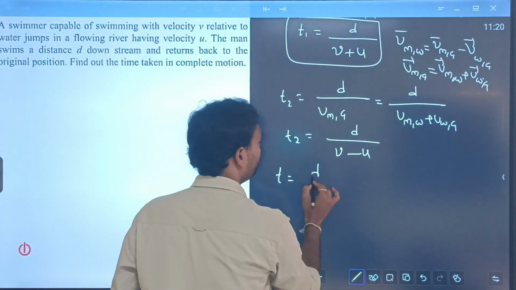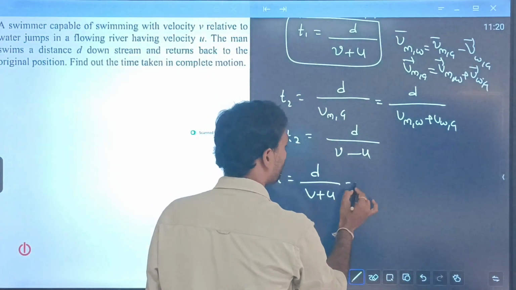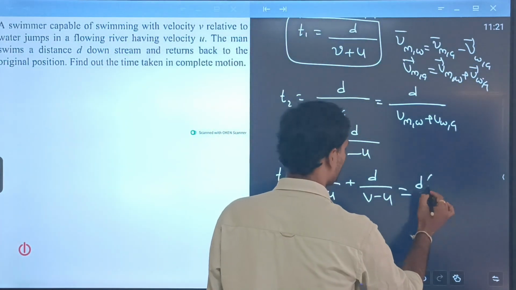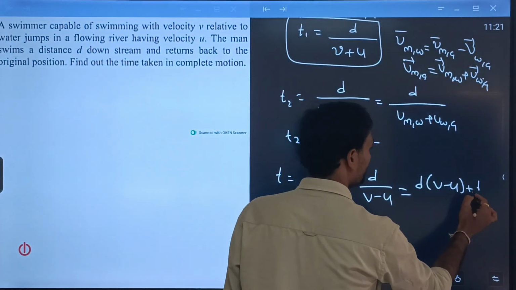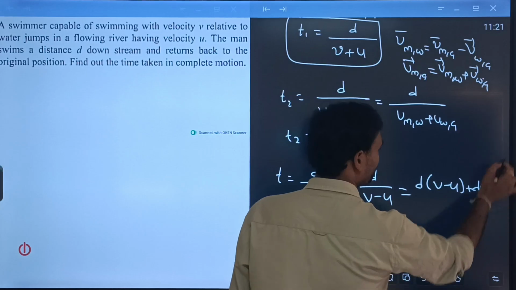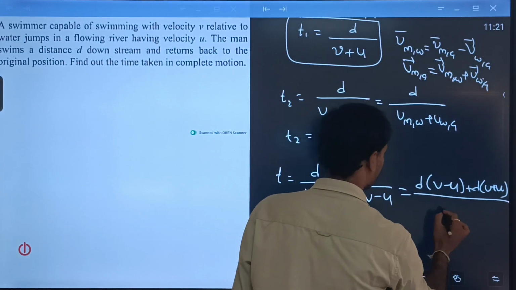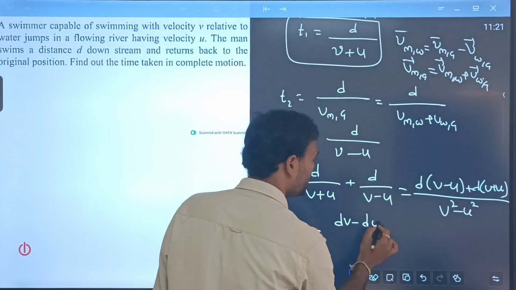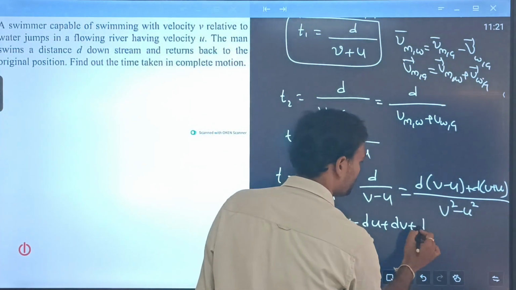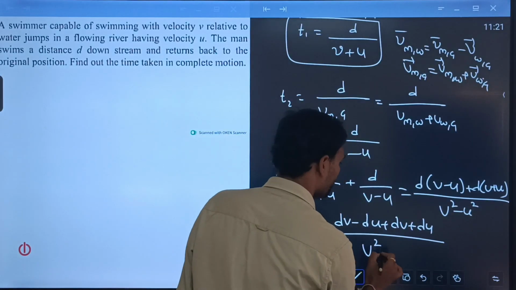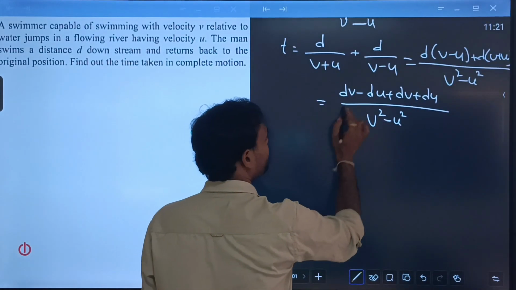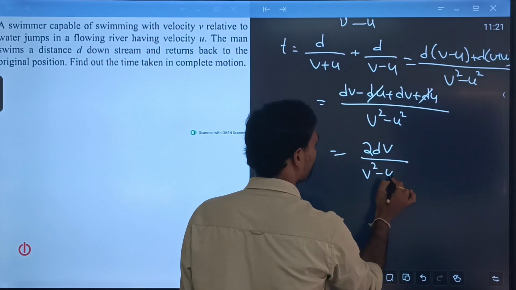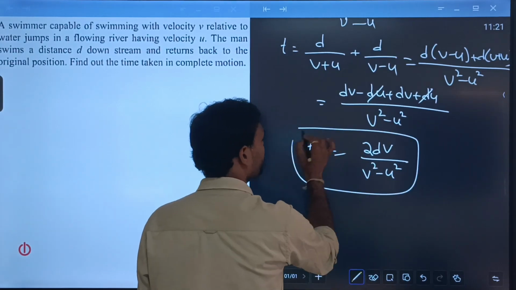Therefore, total time taken is d by v plus u plus d by v minus u. And this gives us d times (v minus u) plus d times (v plus u), by v square minus u square. This is equal to dv minus du plus dv plus du, by v square minus u square. And ultimately, this becomes 2dv by v square minus u square. This is the total time taken.